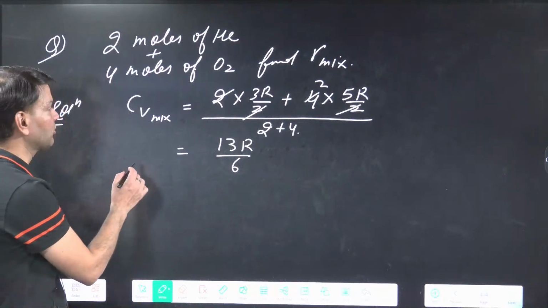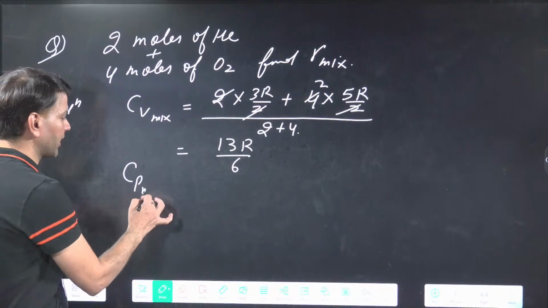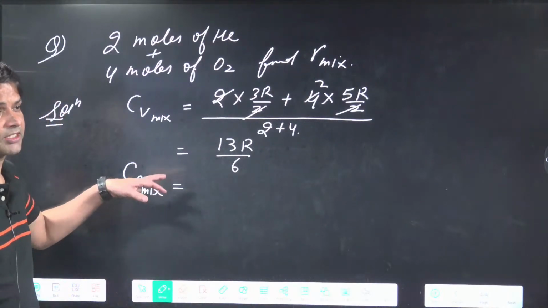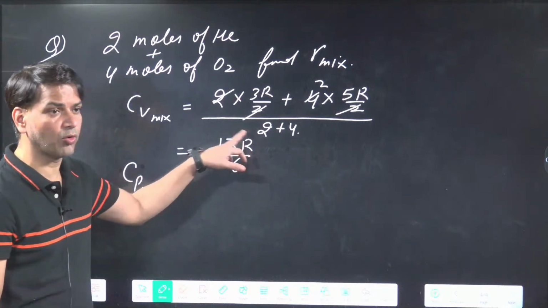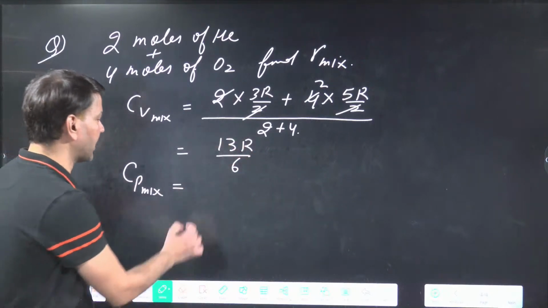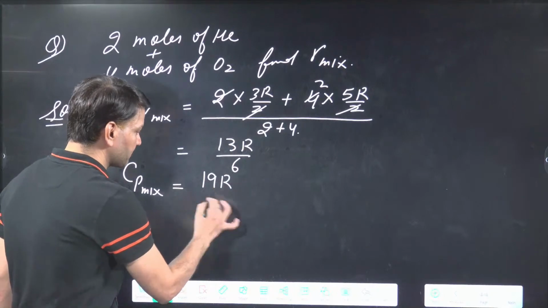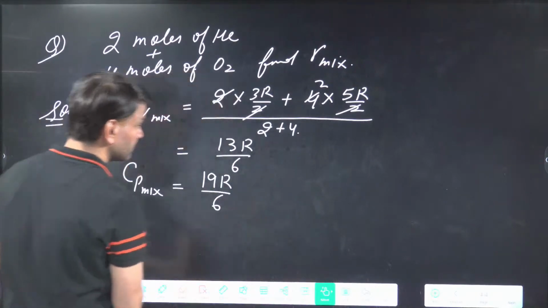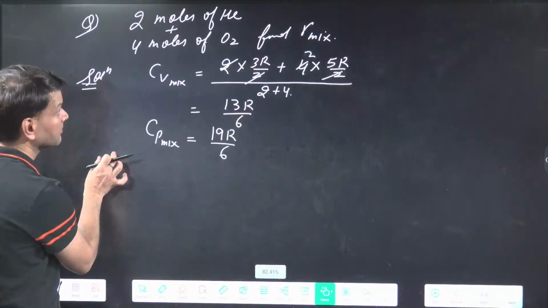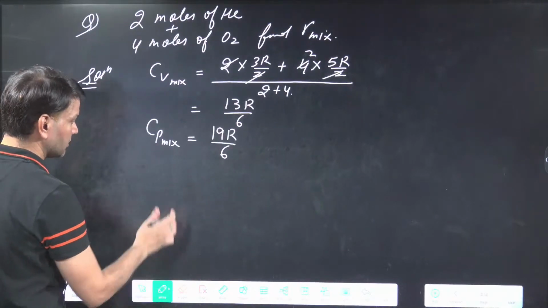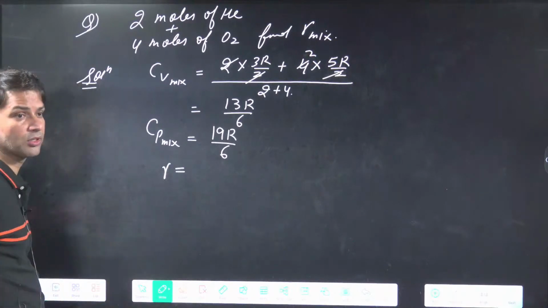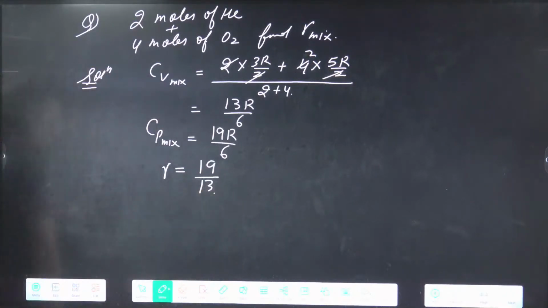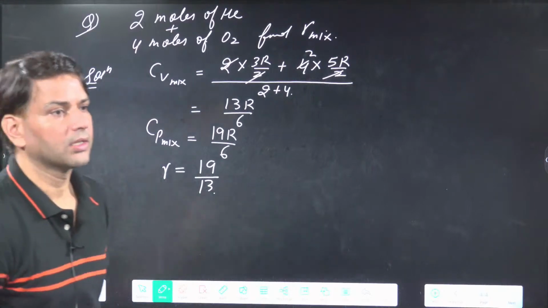Then Cp mixture, what you will get? Cp mixture is the Cv mixture plus R. When you add R to that, 13 plus 6 is 19, so 19R by 6. Now what is the gamma you got? Gamma will be equal to Cp mixture upon Cv mixture, that is 19 by 13. Okay. Completed.